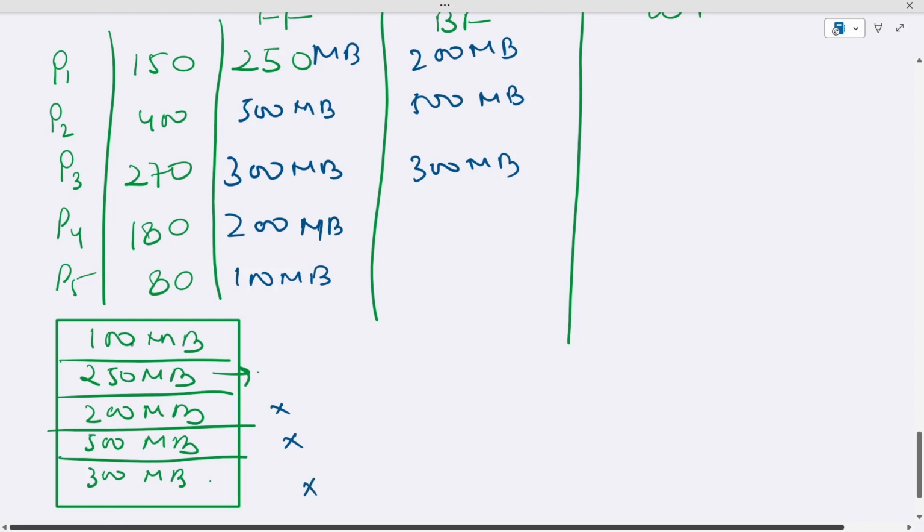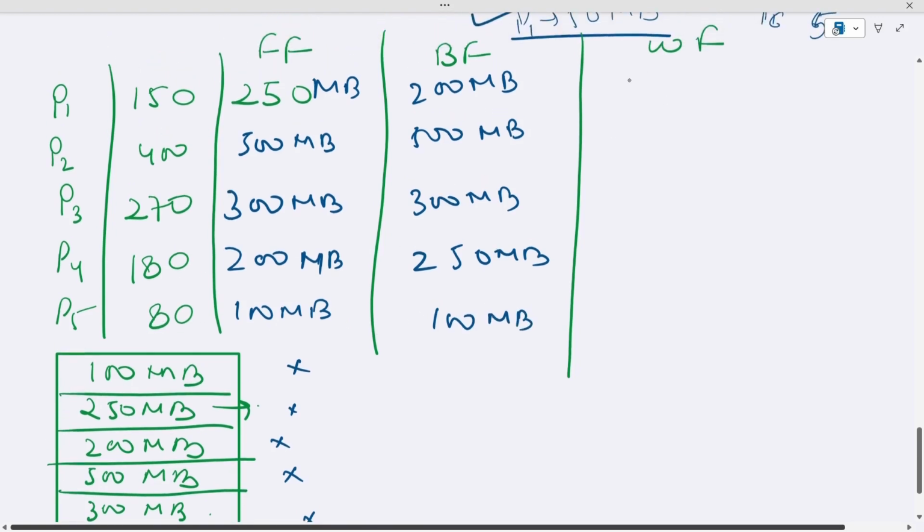P4 is 180. Now two blocks are left, 100 and 250. It cannot reside in the first block, so definitely the second block, the 250 memory space, is allocated to P4. Now for P5, which is 80, one block is left, and we are able to allocate it. So the 100 MB block is allocated to P5.